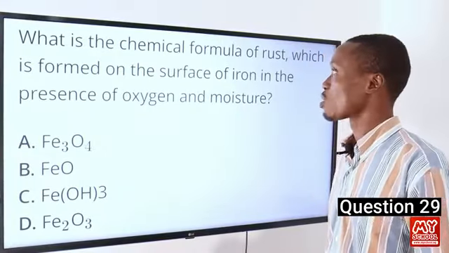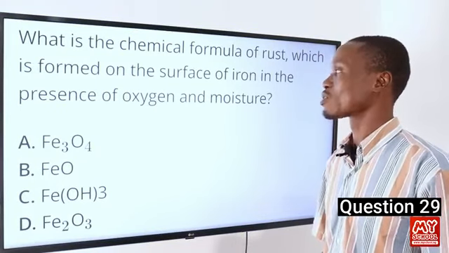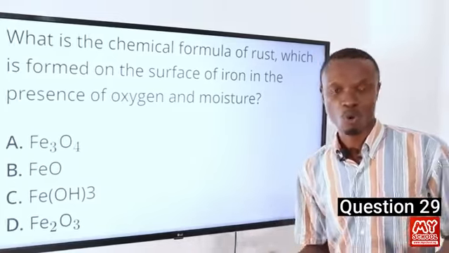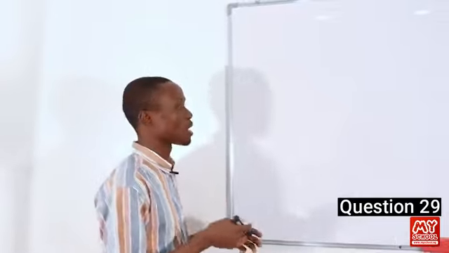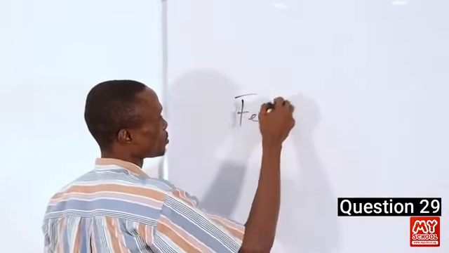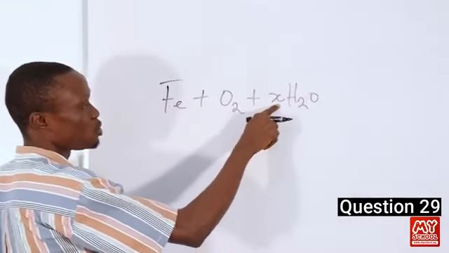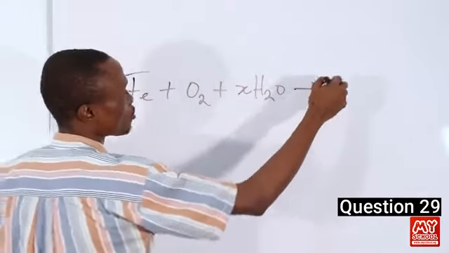Question 29. What is the chemical formula of rust, which is formed on the surface of iron in the presence of oxygen and moisture? Okay, we know that rust is a reddish brown compound that is formed on the surface of metal, and that actually takes place in the presence of oxygen and moisture, which is water. So let's illustrate this with a chemical equation. This is your iron reacting with oxygen and water. Here the reason why we use x is because we don't know the actual number of moles of water.